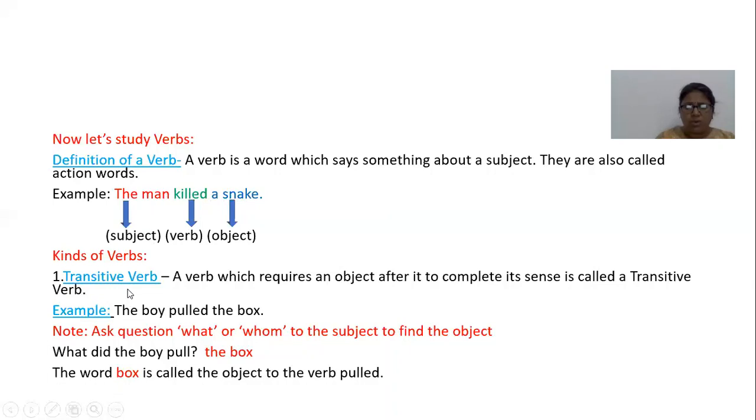Now kinds of verbs. First is transitive verb. A verb which requires an object after it to complete its sense is called a transitive verb. For example, the boy pulled the box. So the subject is the boy and the action is pulled. Now when I put a question, what or whom, to the subject, I can easily find the object. For example, what did the boy pull? The answer is the box. So the word box is called the object to the verb pull. So this is a transitive verb.